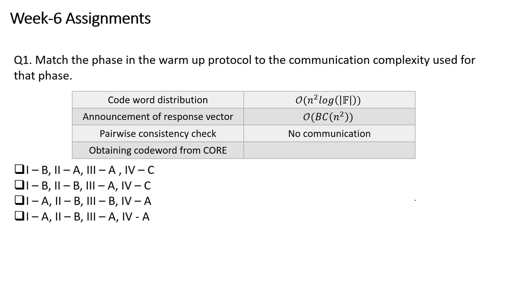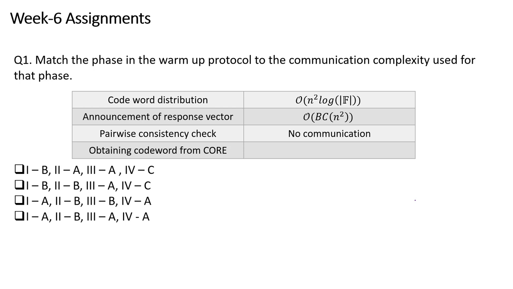So code word distribution is the very first step where the sender sends all the values C1 to Cn to each of the n parties in the system. So C1 to Cn are nothing but n number of field elements, and each field element can have bit length at most log of cardinality of f. So n log f amount of communication is required for sending a message from the sender to any one of the parties, and since there are total n number of parties, we will require n square log f number of bits. Okay, so 1 matches with A.